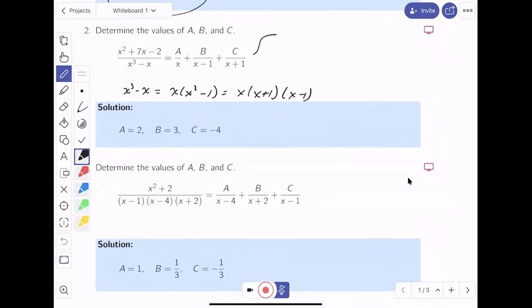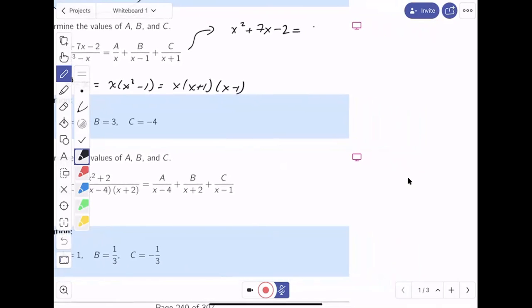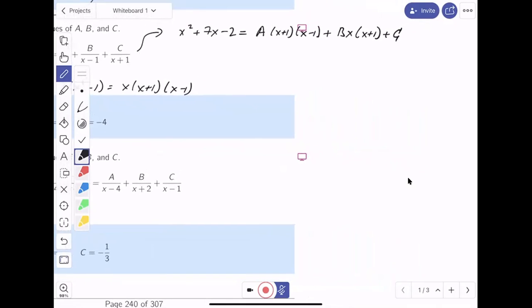So what do you get? You're going to get X squared plus 7X minus 2 equals, I have to scoot this over a little bit. That's going to be A times X plus 1 times X minus 1, plus B times X plus 1, plus C, I know it seems long, times X minus 1.